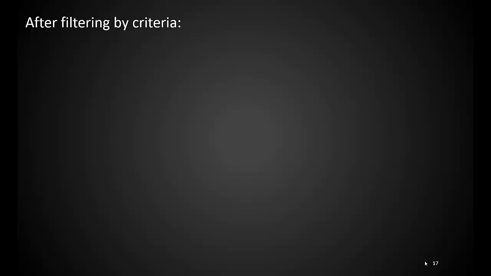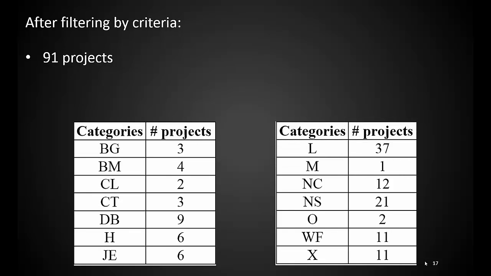Now, let's see the results. We obtained 91 projects. These projects were clustered into 14 ASF categories. As one category, mail, had only one project, it was not considered. Thus, we obtained and analyzed just 13 ASF categories.